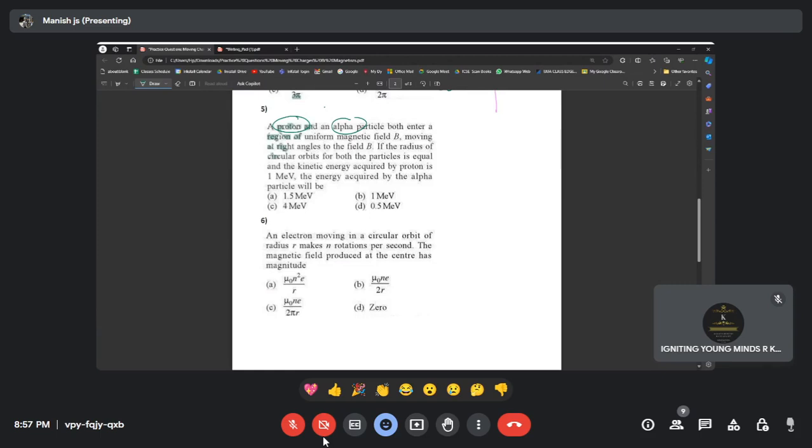They're saying they're moving at right angles to the field, and you just have the information that both of the radii are also circular, and they are saying it is equal. The kinetic energy is given here in this question. What is the energy acquired by the alpha particle is what they are asking. Which formula can we use here? Any idea about the formula? They are talking about energy. So energy means what relationship can we use?